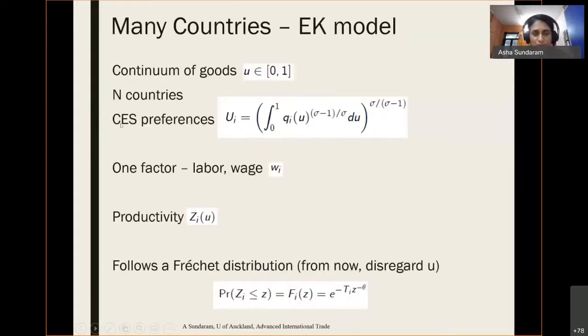Now, I'm sure most of you are familiar with the constant elasticity of substitution preferences. And in international trade models, this is the most common type of preference that you will come across, CES, constant elasticity of substitution. So what this says is consumers get utility from consuming this entire continuum of products. Okay? And there is a substitution parameter, sigma, that controls how they substitute one product for the other. Okay, so consumers are going to consume all products and they're going to get utility from all, and sigma is the substitution parameter that controls substitution elasticity. Now, we have one factor of production, which is labor, the wage.